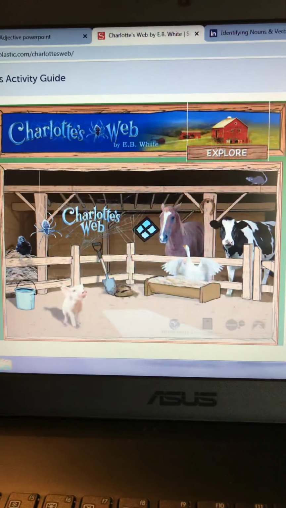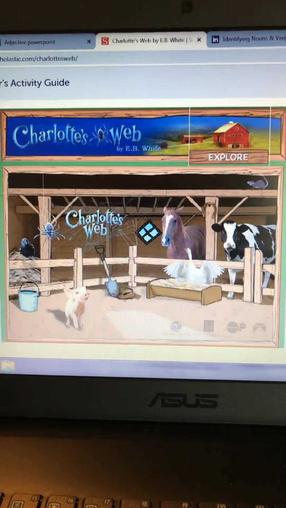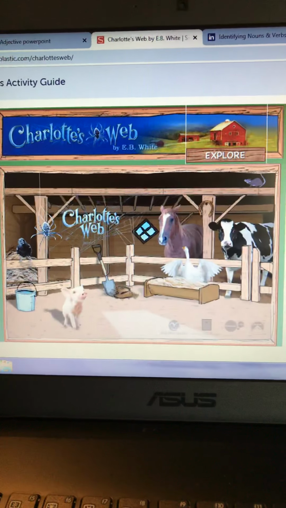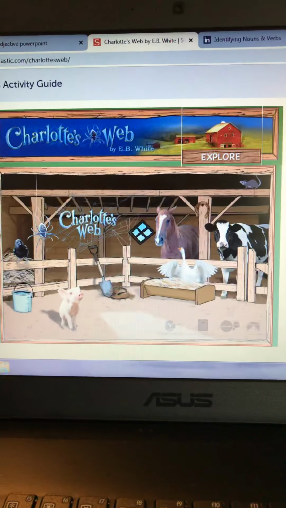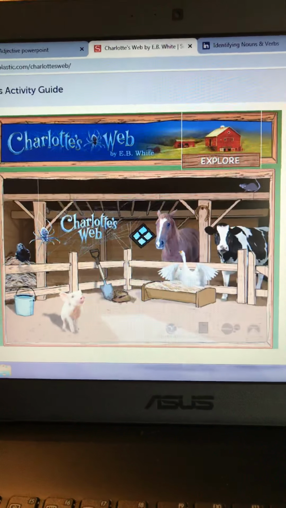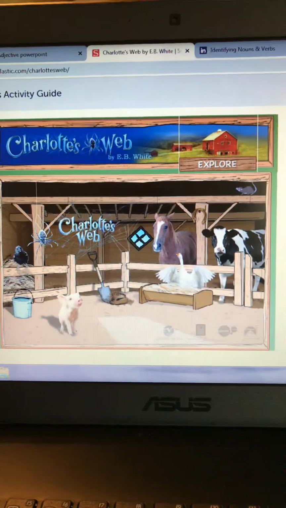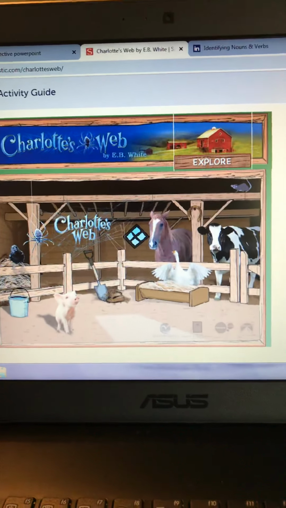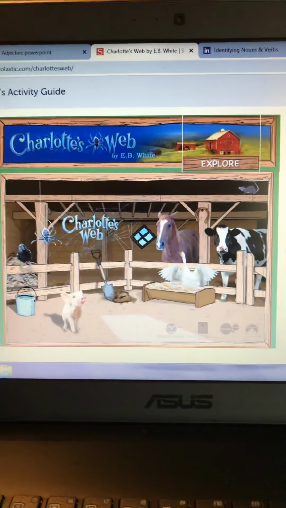For my little lesson this week, I was going to do a fun game activity reviewing nouns, verbs, and adjectives. I'm also going to be using words from the book Charlotte's Web, which was one of my favorite books when I was growing up. I hope most of you have already read Charlotte's Web.